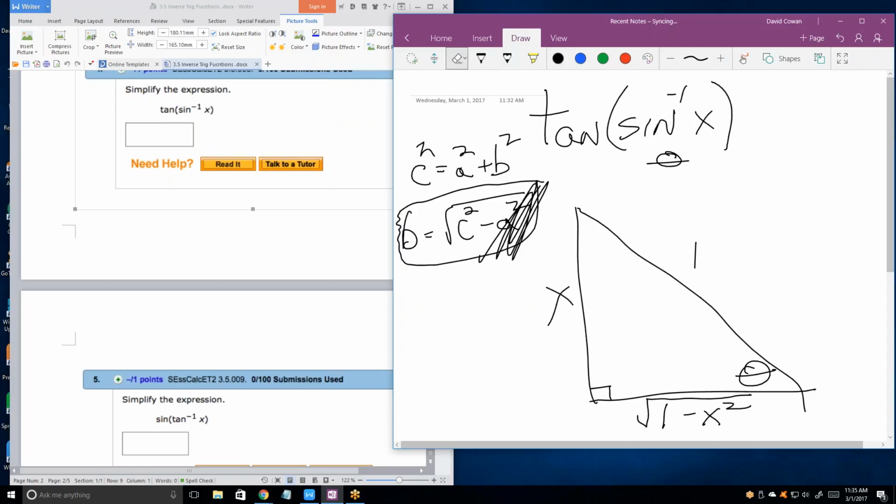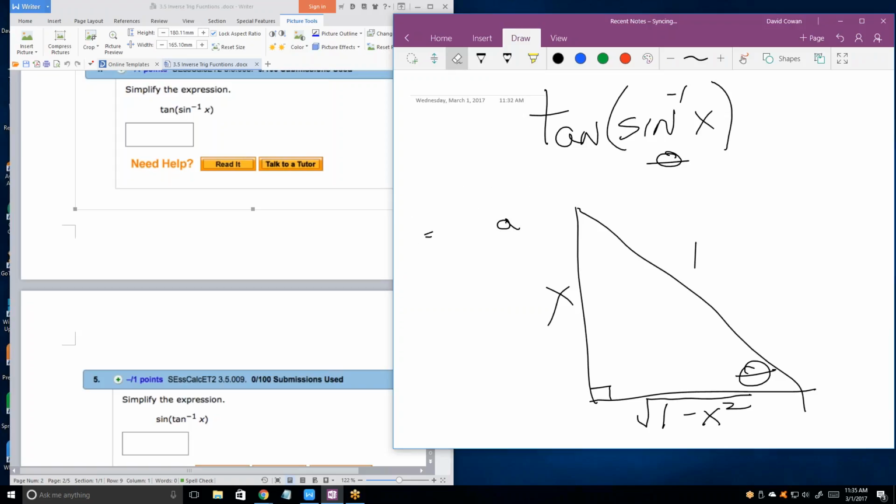Now what's the tangent of theta? Tangent is opposite over adjacent, so it's x over the root of 1 minus x squared. That cannot be simplified. So that's your answer: x over the square root of 1 minus x squared. Go ahead and put that in there.